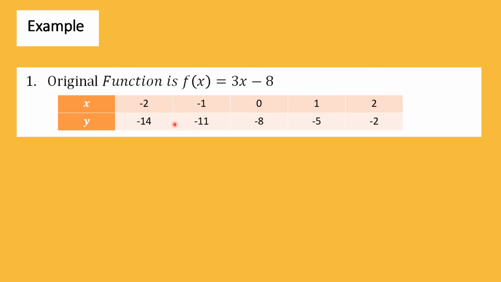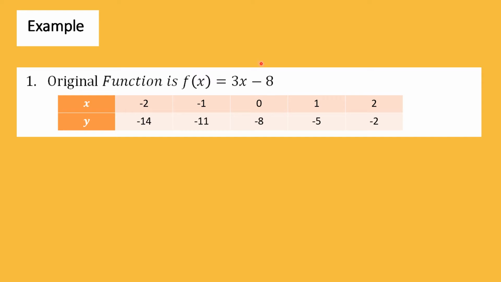So, etong mga sagot dito ay makukuha natin if we substitute the values that we assigned in x to the x of the given function. So, if we are going to substitute negative 2 to the x in the original function, which is 3 times x, magiging 3 times negative 2 na siya, minus 8, that is equal to negative 14. Another one, if we substitute negative 1 to x here, that will become 3 times negative 1, that is negative 3, minus 8, that is negative 11.